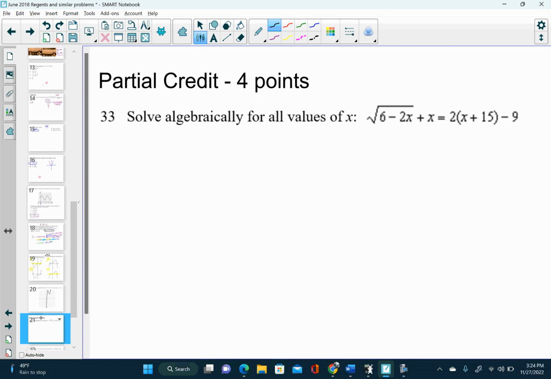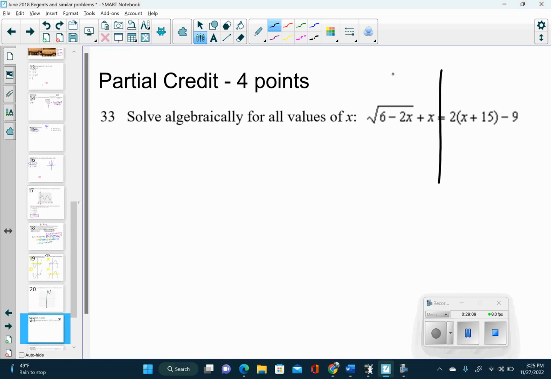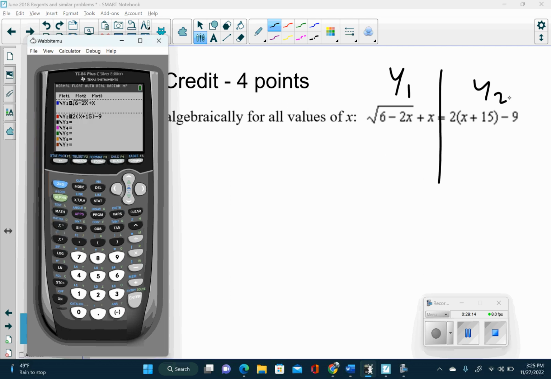Question 33, this is straight calculator for partial credit. So out of the 4 points, you would get 1 out of 4. Listen, I'll take it. All right, so whatever was on the left side of my equal sign, I plugged under y1. Whatever's on the right side, I plugged under y2. So this is what it looks like. And then I hit graph, and hey, pause.